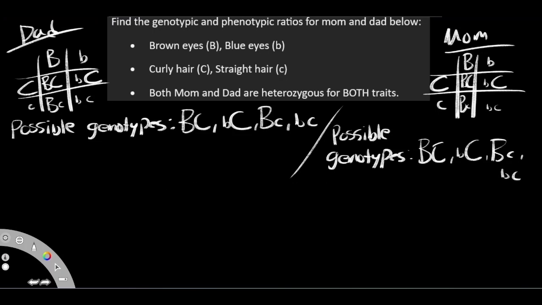So now we have to cross them all. Every single one of these has to cross with these. So it's going to be a very, very large Punnett square right now. I need to have at least 4 on the top and 4 on the side, to intersect.